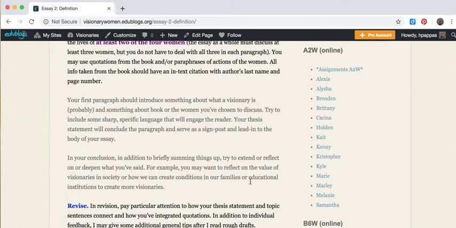You might want to talk about why visionaries are important in society, what we can do to create visionaries, how can schools, when you think about these qualities of visionaries, think about your own education and whether these qualities were really nurtured during the educational process. So something that you think of that advances what you're saying, and gives us something to think about as we end the essay.